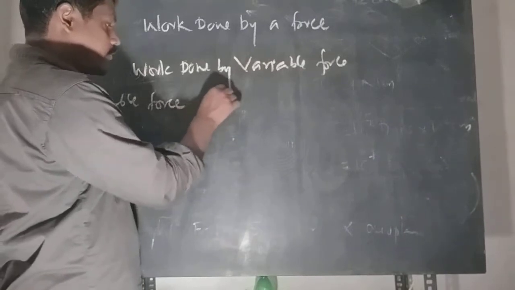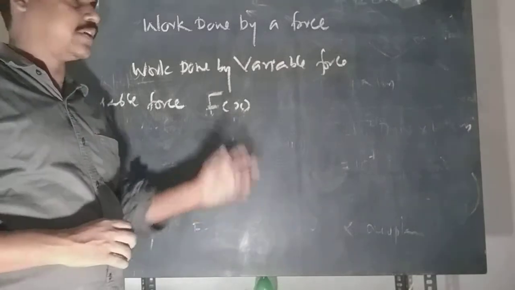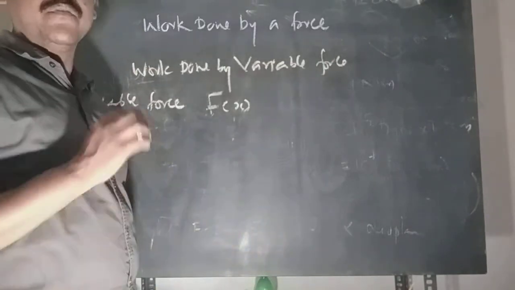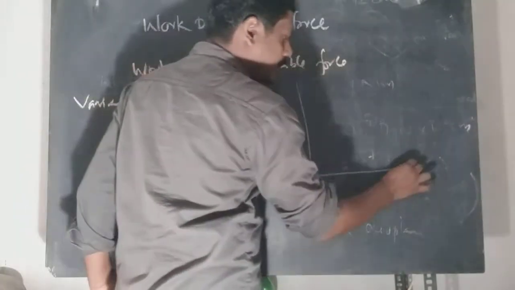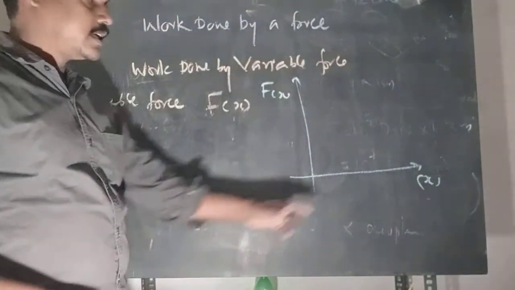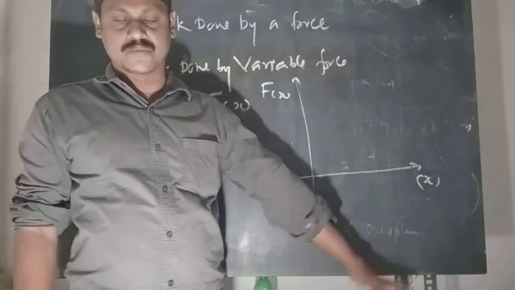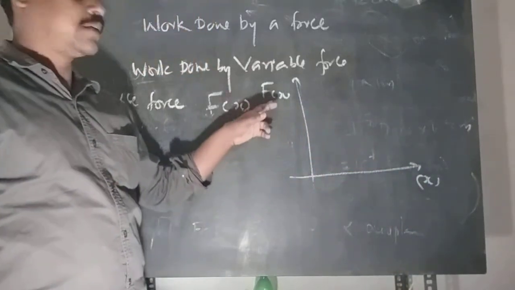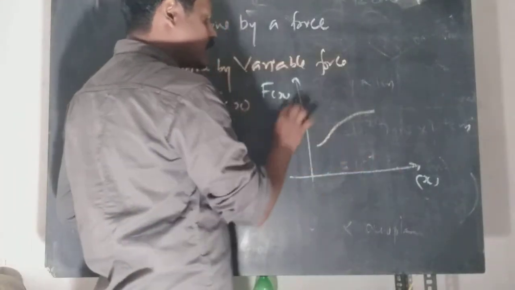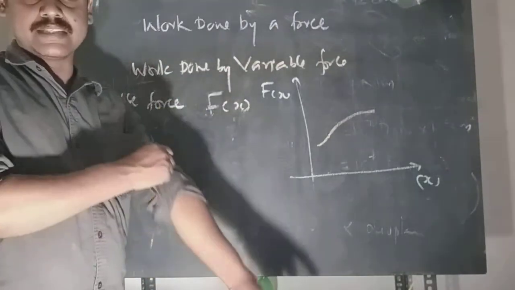So we write the variable force as F(x). With the displacement, the force value is changing. So that is a variable force. Now we are discussing how to find the work done by a variable force. We plot a graph showing the variation of force with displacement. Variable force means its magnitude is different at different extents of displacement. So if x is the displacement and the variable force is F(x), we get a curve where the force magnitude changes with displacement. How do we find the work done by the variable force?